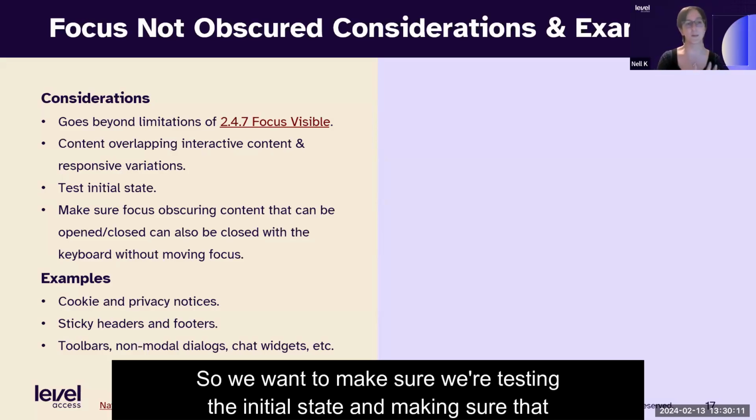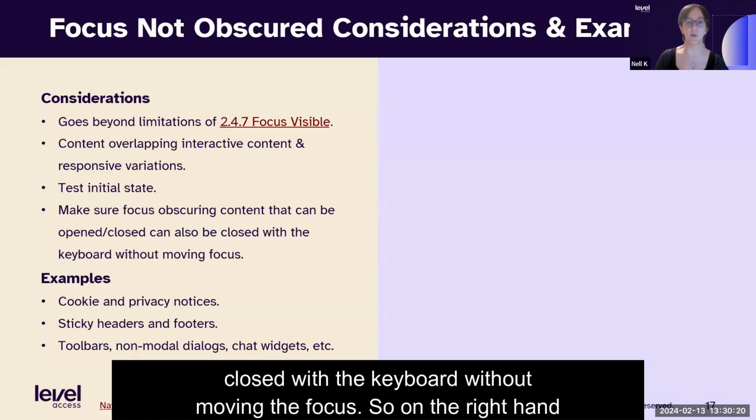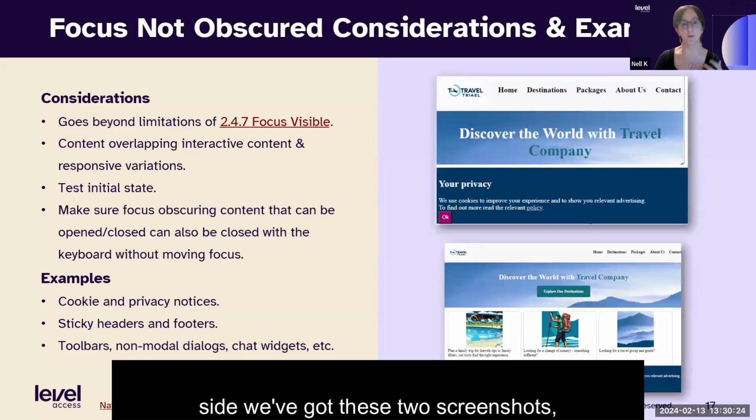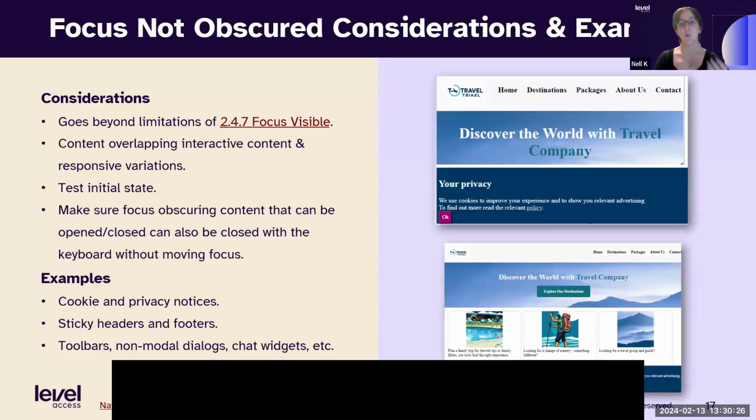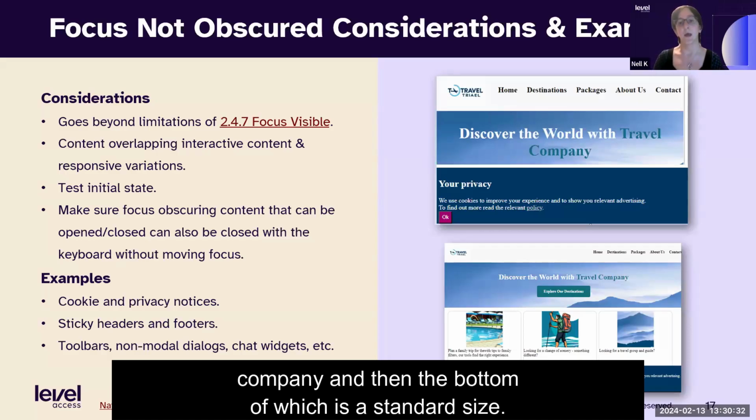So we want to make sure we're testing the initial state and making sure that focus obscuring content that can be opened and closed can also be closed with the keyboard without moving the focus. So on the right-hand side, we've got these two screenshots, one of which is a zoomed in version of the travel company, and the bottom of which is a standard size.